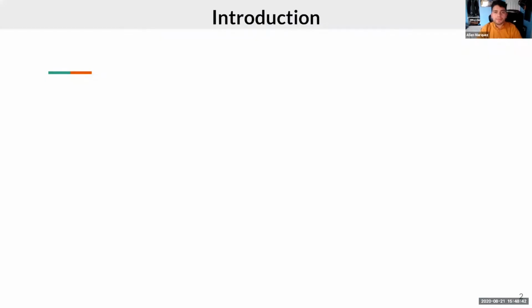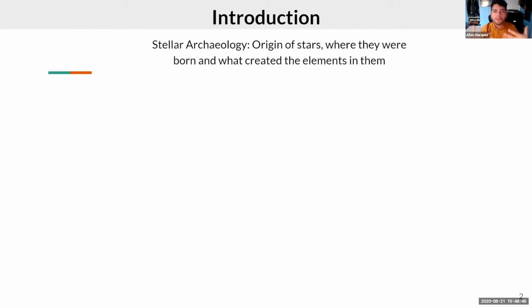And so I'd like to start with an introduction. The overall theme in our project is we're interested in stellar archaeology. And what that relates to is that we're interested in the origins of stars, where these stars were born, and what created the elements in them. And I'd like to show a type of question that we're interested in. So where are elements like gold, platinum, and uranium made?